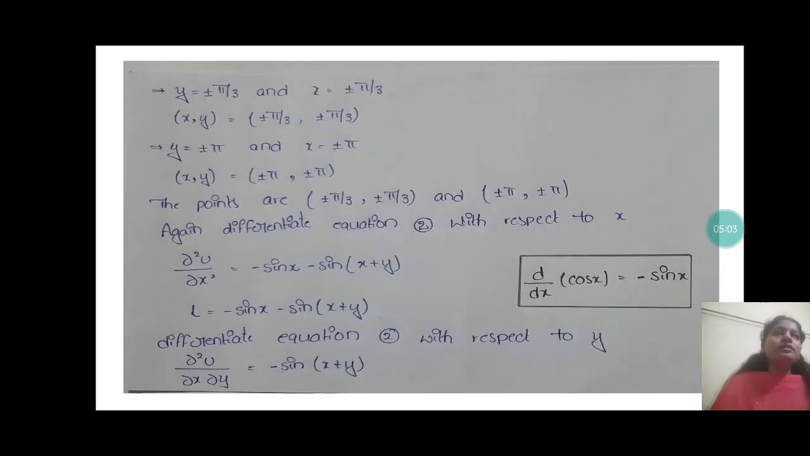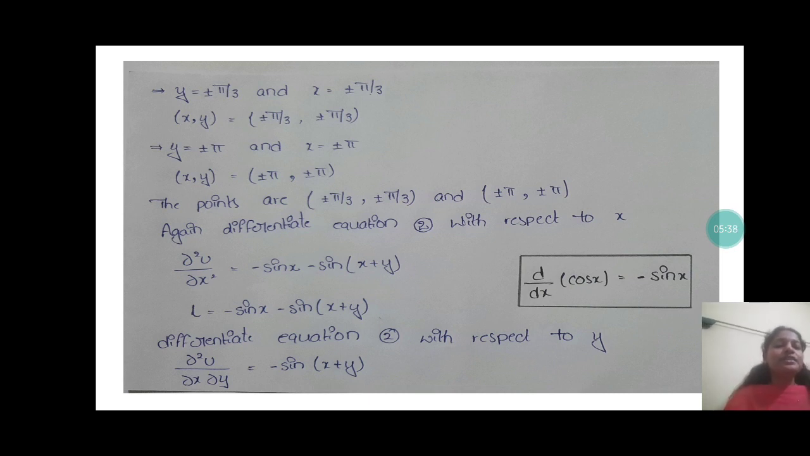By taking y equal to x, we get the same values. So y is equal to plus or minus pi by 3 and x is equal to plus or minus pi by 3. We can write the points as (x, y) equal to (plus or minus pi by 3, plus or minus pi by 3). And the second point is y equal to plus or minus pi and x equal to plus or minus pi. If we write it as points, (x, y) is equal to (plus or minus pi, plus or minus pi).